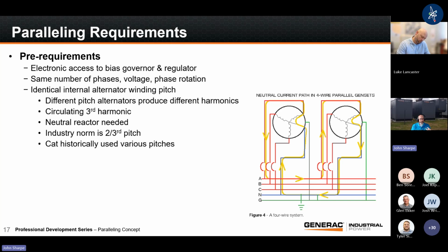You also have to have the same number of phases. You can't parallel a single phase with a 3-phase. You can't parallel 208 volt with 480 volt, right? They have to be the same voltage, the same phase, and phase rotation. Most generators are ABC rotation, so that's not as much of a challenge, but it is a requirement, right? I can't have one unit spin one way and one unit spin the other and get them to tie together. That's not going to work within synchronization of the generators.